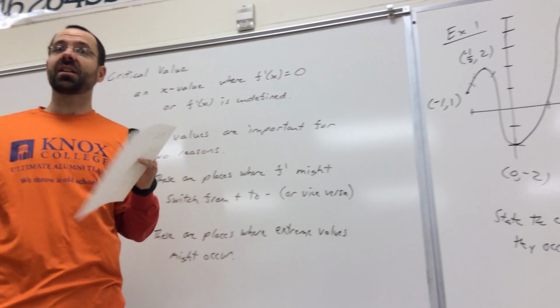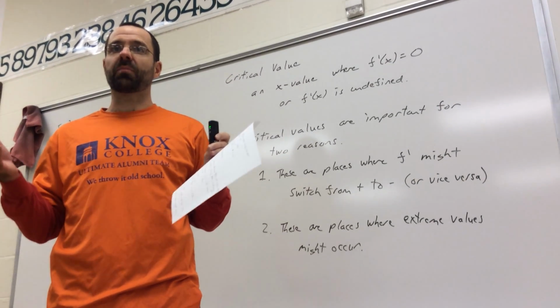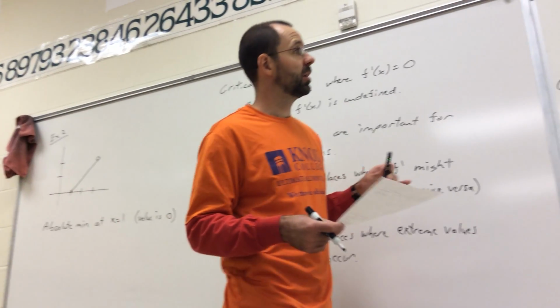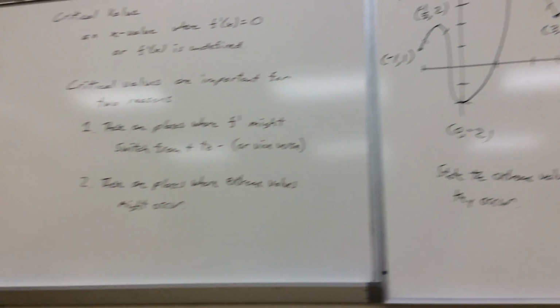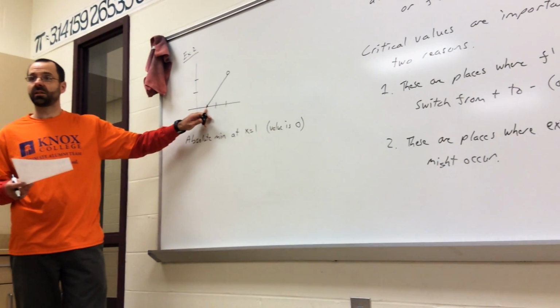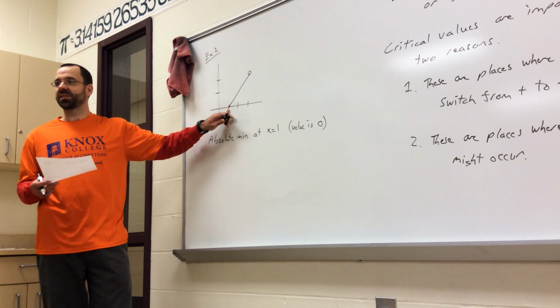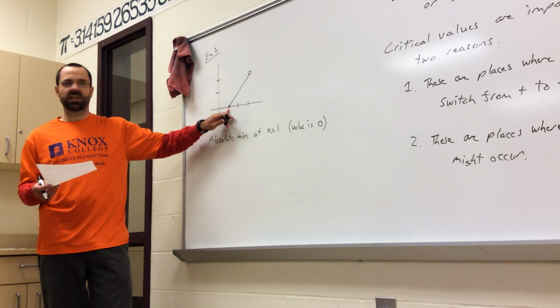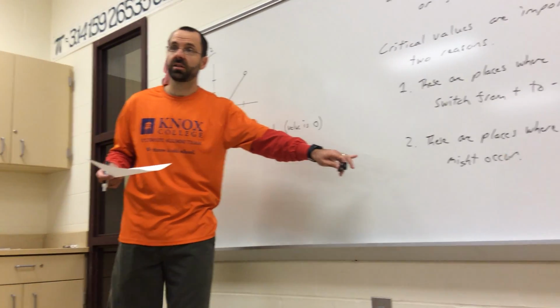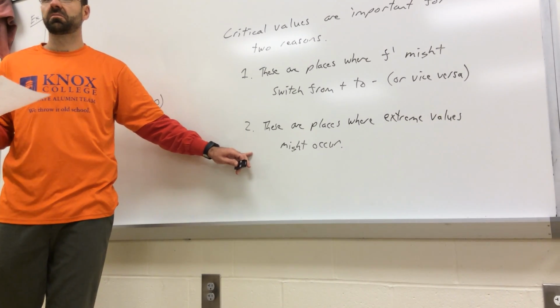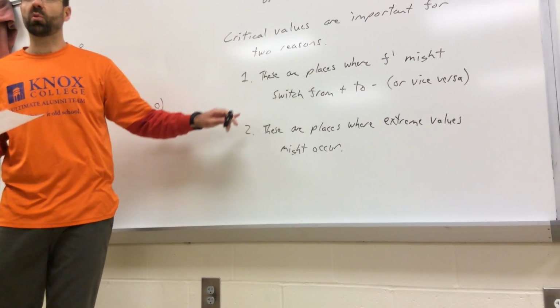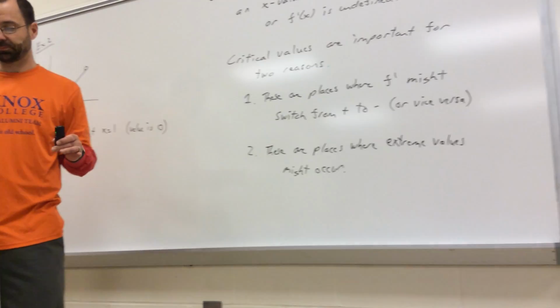Now, I'm not saying that every extreme value will happen there, because this is an absolute min, but f prime is not 0 there, and f prime is not undefined there. So that's why I'm saying it's a good place to look. But I'm not saying that you find all of them if you look at those. But that's why they're important, because we can find extreme values there.